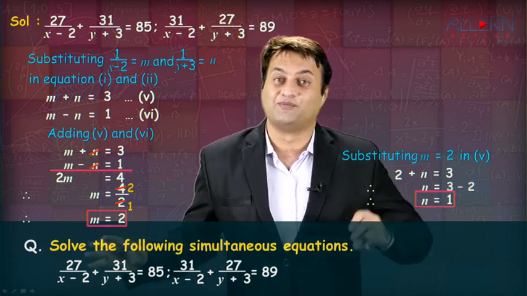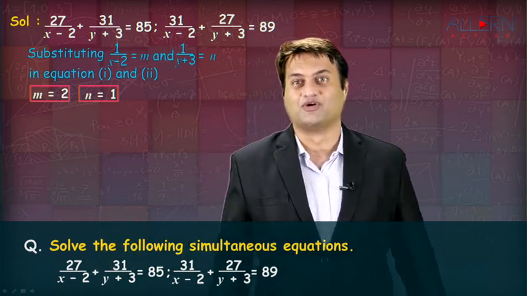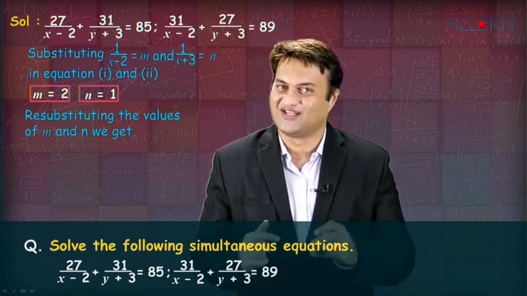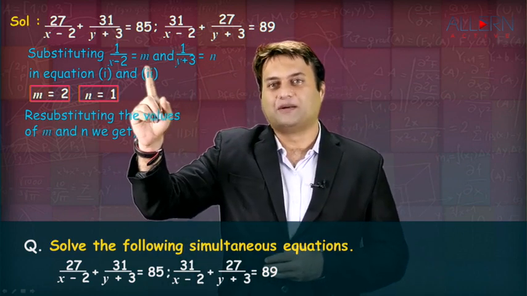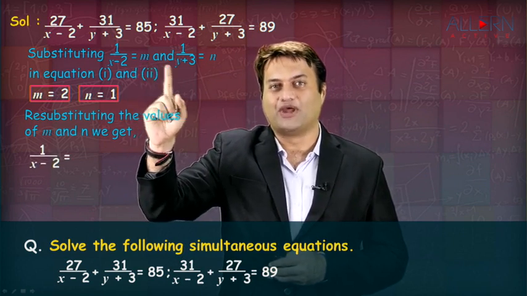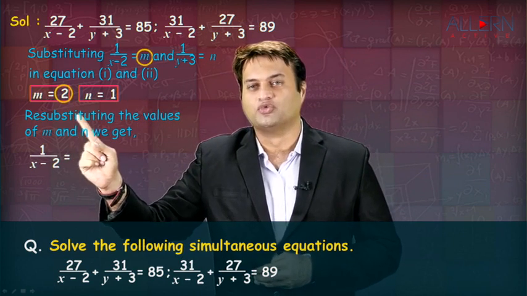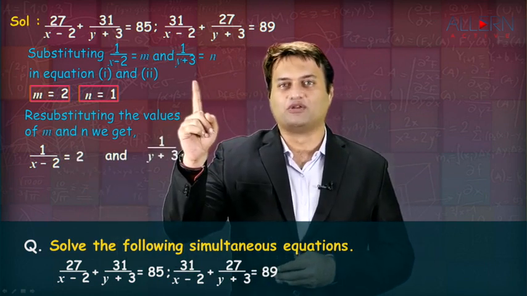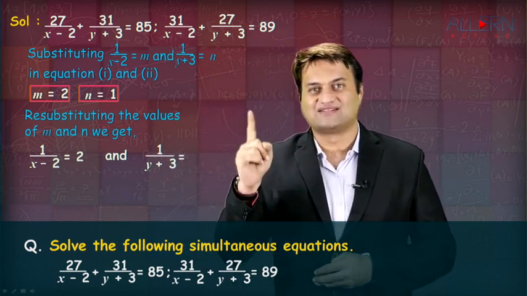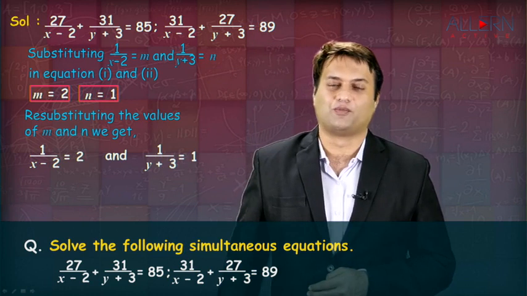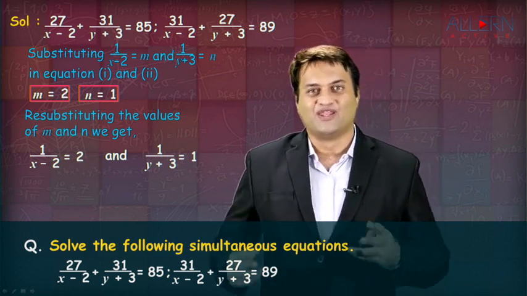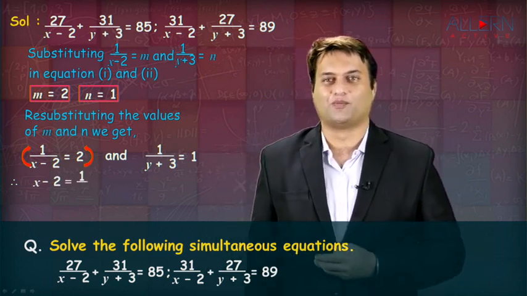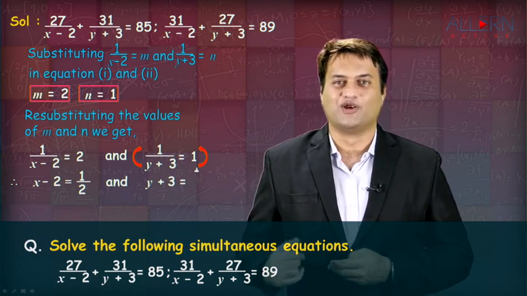You get the value of m, you get the value of n, but the sum is not over because wherever there is a substitution, there has to be a resubstitution, right? So, let's resubstitute the values now. We had substituted 1 upon x minus 2 is equal to m, and m, the value is 2. So, you get 1 upon x minus 2 is equal to 2. And we had substituted 1 upon y plus 3 as n, and n is equal to 1. So, 1 upon y plus 3 is equal to 1. Now, what we do is reciprocal. So, what we get is x minus 2 is equal to 1 upon 2, and y plus 3 is equal to 1.